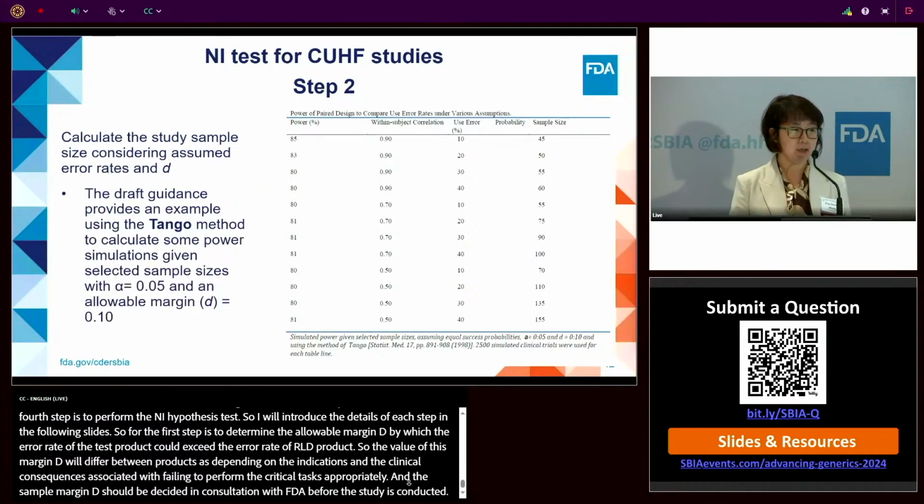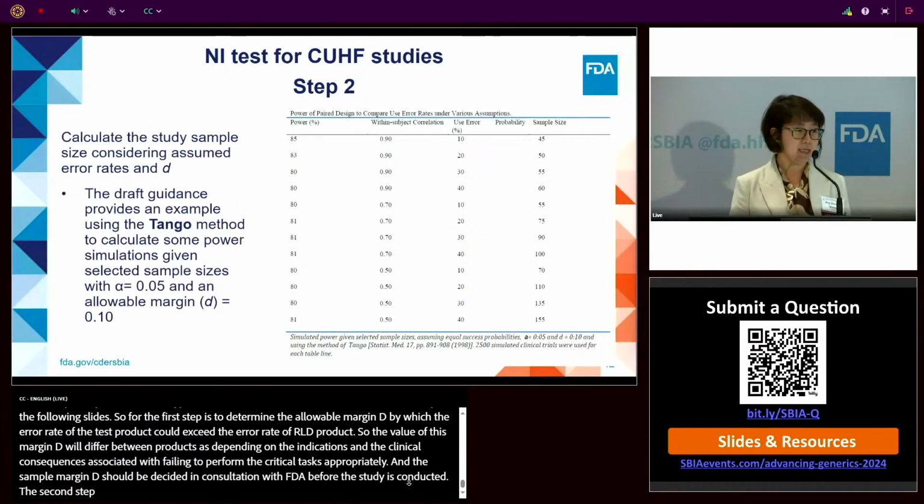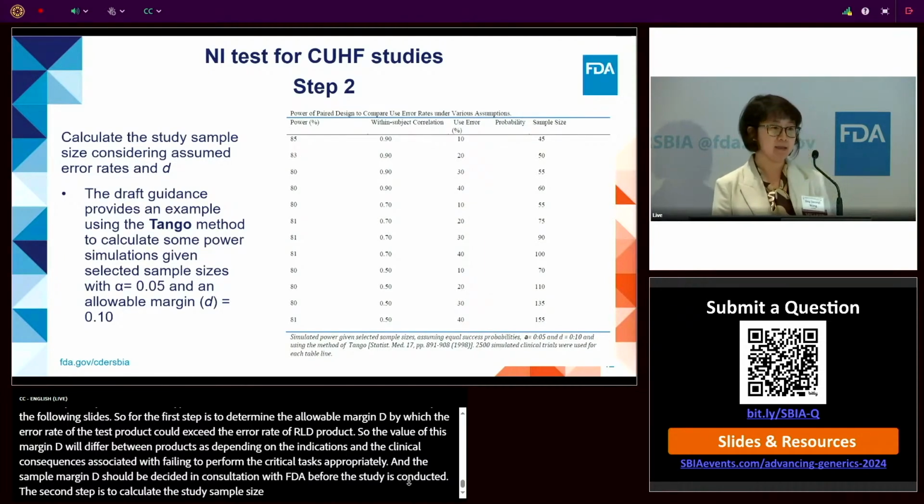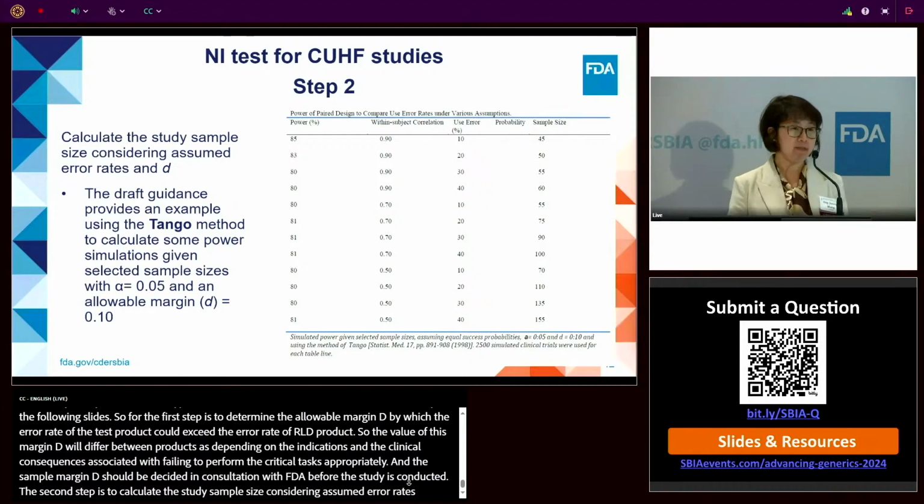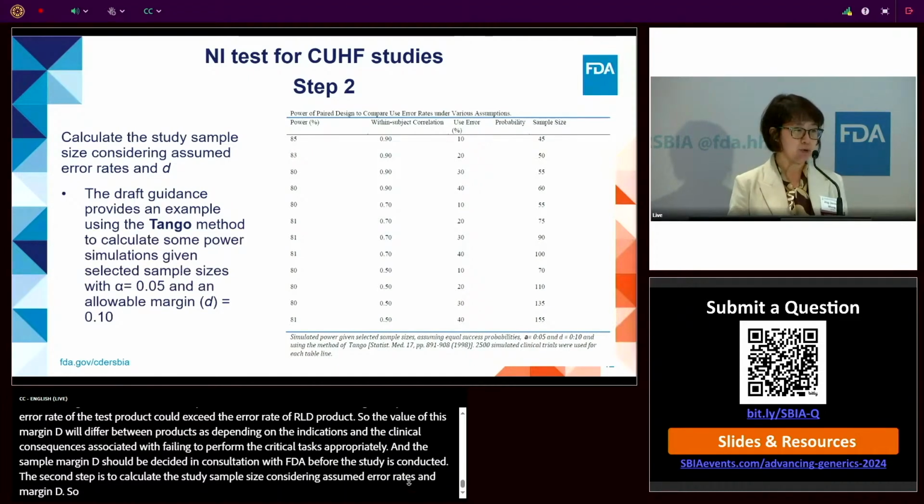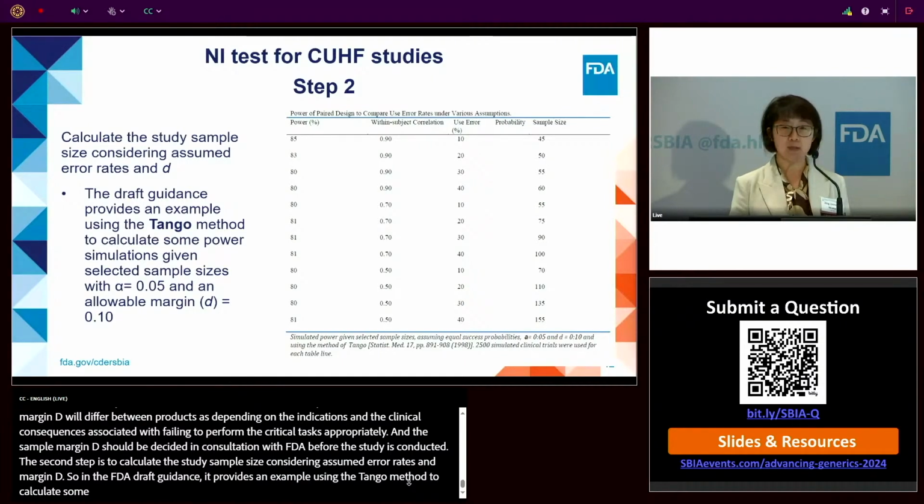The second step is to calculate the study sample size, considering assumed error rates and the margin D. In the FDA draft guidance, it provides an example using the Tango method to calculate some power simulations given selected sample size and the alpha level equal to 0.05 and the allowable margin D equal to 12.1, just as this table shows here on the right side.